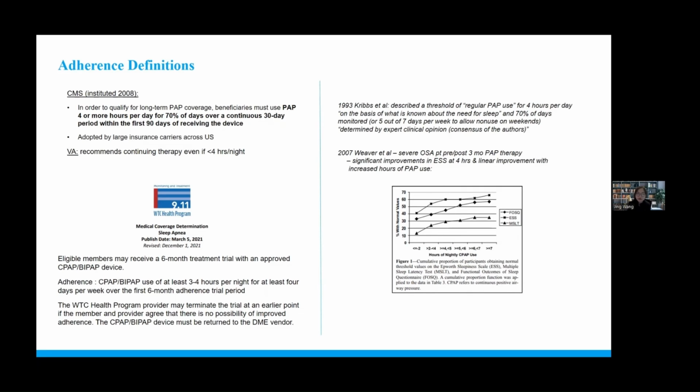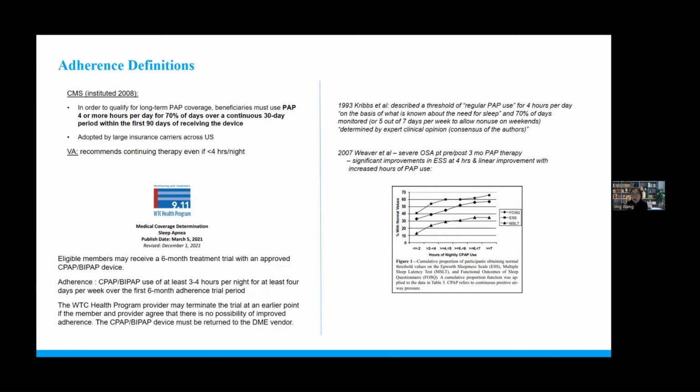But take the VA for example. The VA does not necessarily follow CMS rules. The VA recommends continuing therapy even if the utilizer is using PAP for less than 4 hours a night, if there's any benefit or symptomatic improvement at under 4 hours. And obviously the WTC program has its own set of coverage requirements, which I just took from the medical coverage determination. I will not repeat this to the group, as I know you are all familiar. But I just wanted to point out that the definition of adherence is unfortunately somewhat arbitrary.